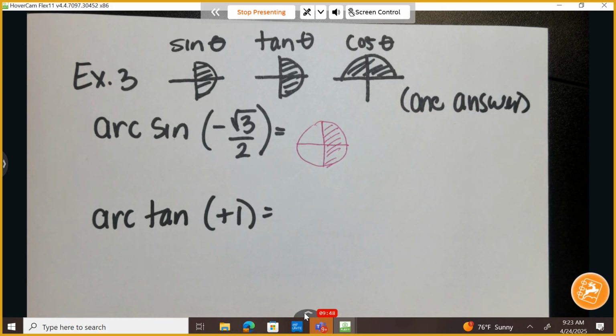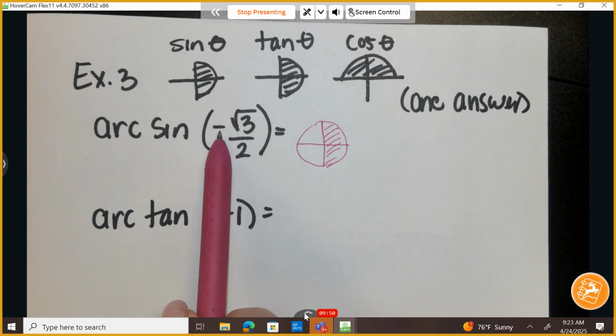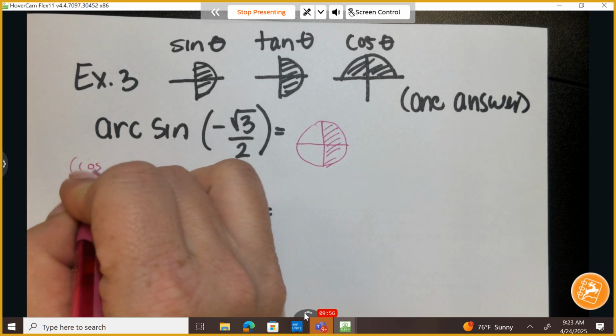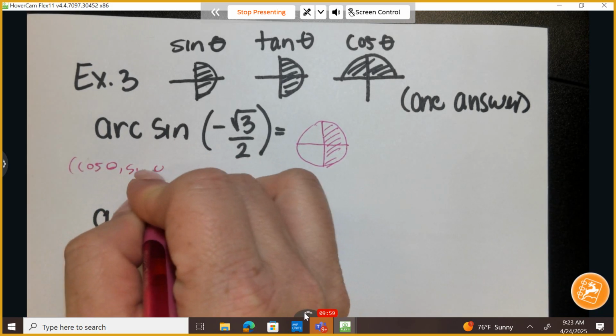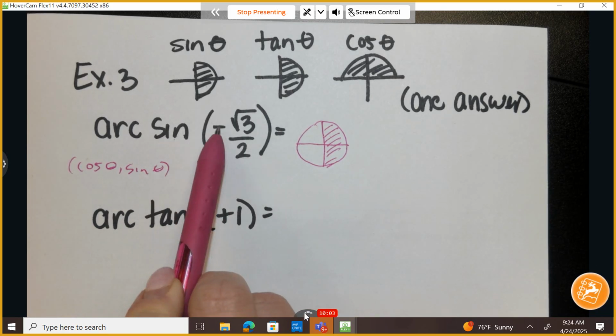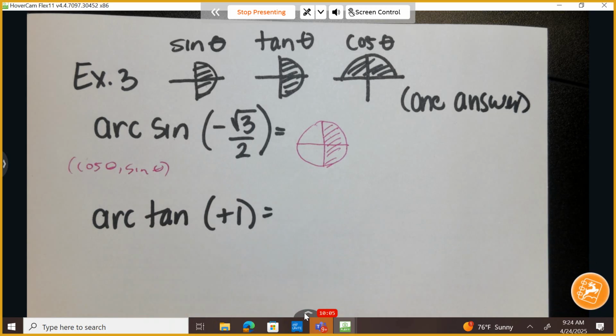Next, I'm going to turn to the unit circle, and I'm going to identify all of the points in the unit circle that have a sine. As a quick reminder, it's cosine, followed by sine. So let's find all of the places in the unit circle in which the sine is a negative square root of 3 over 2. You ready? Let's do that.